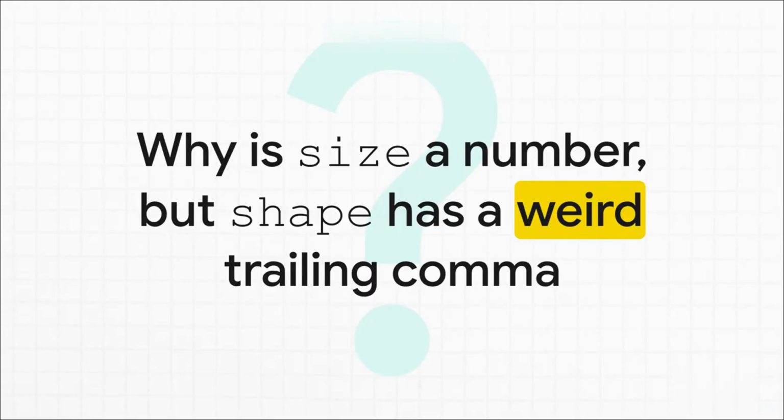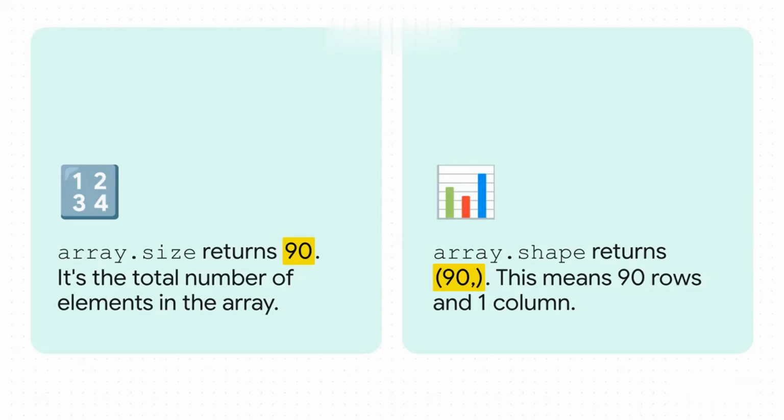A developer runs some code, gets two results, and they look almost the same, but they're not. So what's happening here? Let's clear this up right now. Okay, on one side, you've got .size, and it gives you 90. Simple, right? That's just the total number of items in the array. But then you look at .shape, and you get 90, comma. What is that weird trailing comma doing there? Well, that's the whole secret.